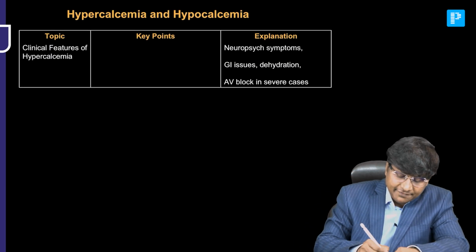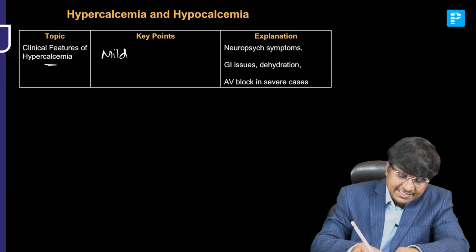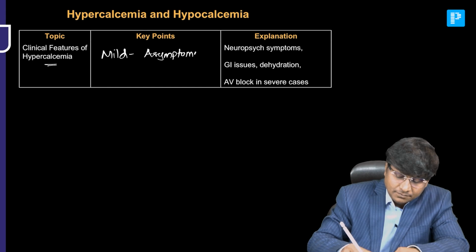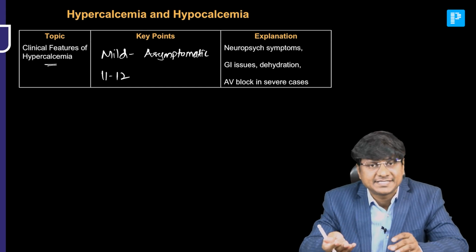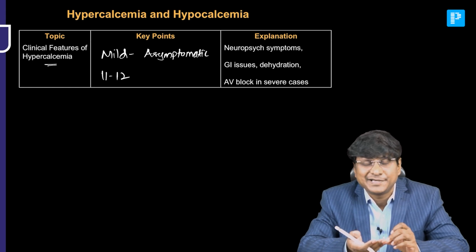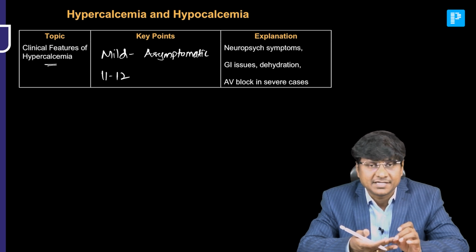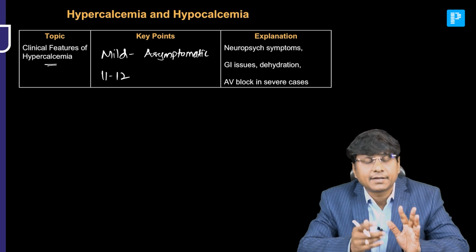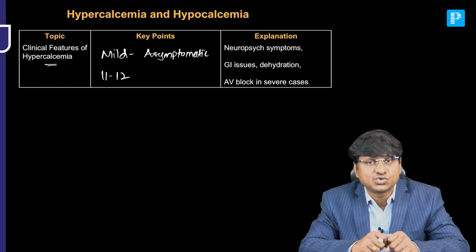Now, if you take the clinical features in case of hypercalcemia, if it is mild hypercalcemia, the individual may be asymptomatic. But if the calcium level is elevated to around 11 to 12 milligrams per deciliter, the individual can have contraction of the gastrointestinal sphincters causing constipation. There will be nephrolithiasis causing loin pain. There will be stimulation of the parietal cells resulting in peptic ulcer disease causing abdominal pain. And there will also be calcium absorption within the blood vessels causing pseudo-hypertension.